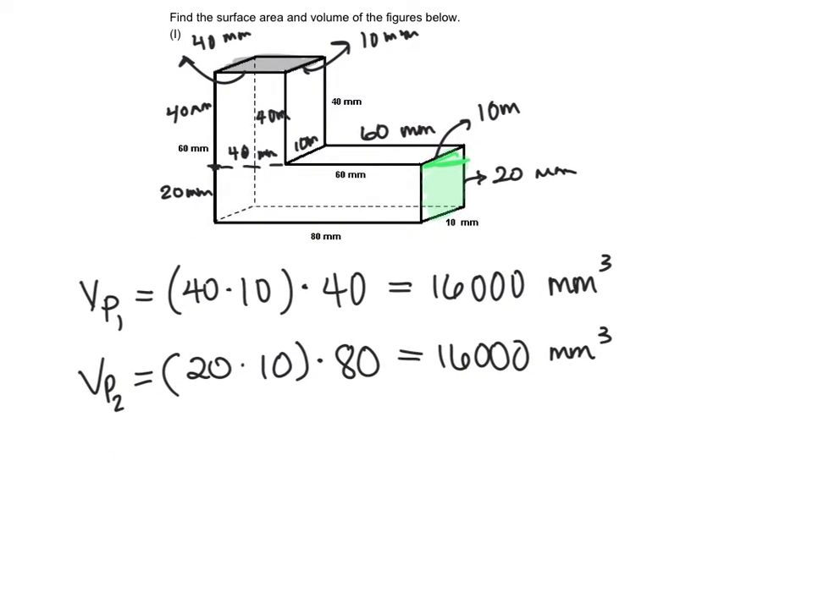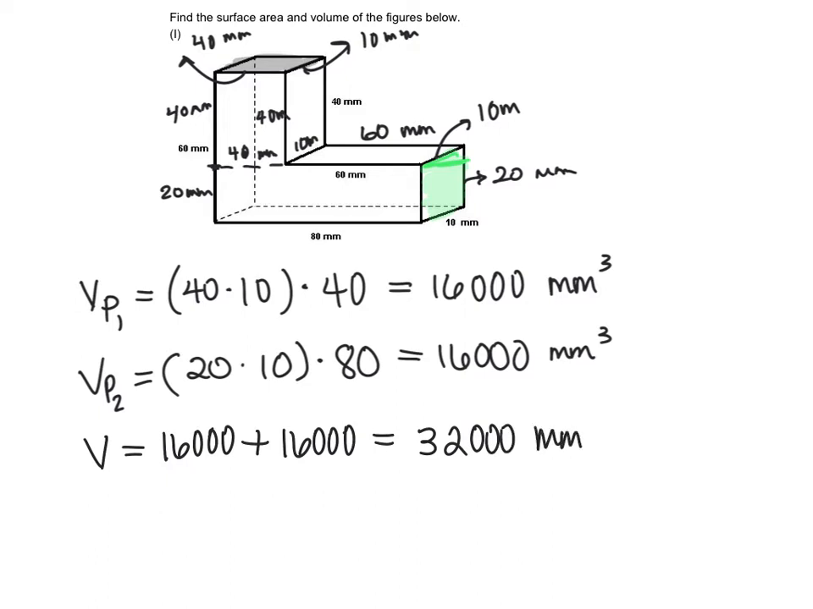which means the volume of the entire prism is 16,000 plus 16,000, which is 32,000 millimeters cubed. Okay. So like I said, volume is the easier one because all you have to do is find the volume of each solid and add them together.